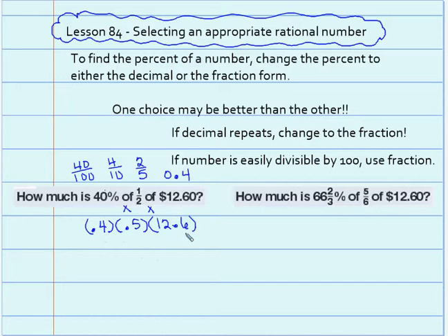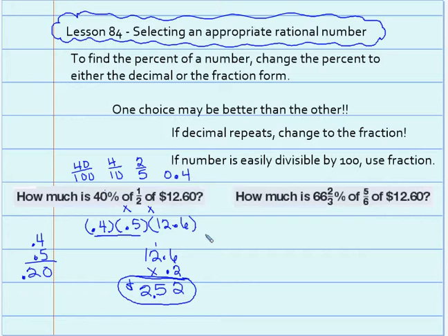So now remember, you can multiply these in any order you would like. I like these two right here because 0.4 times 0.5 equals 20, and I would have 2 decimal places. So I would have 0.2, and then I'm just going to take 12.6 times 0.2, 2, carry the 1, 4, 5, 2. 2 decimal places, so I'd get 2.52, and remember that was money. So $2.52.